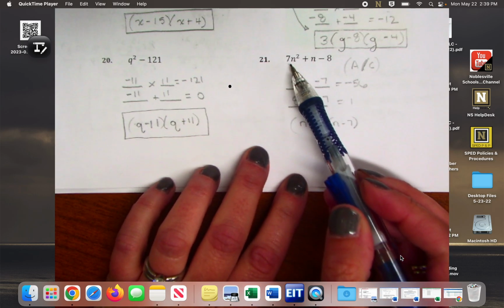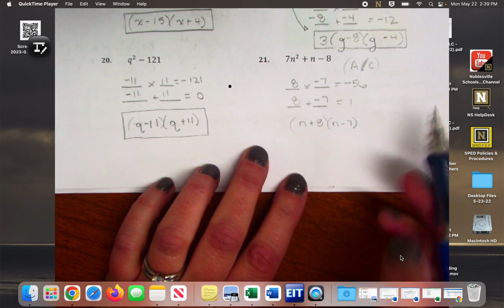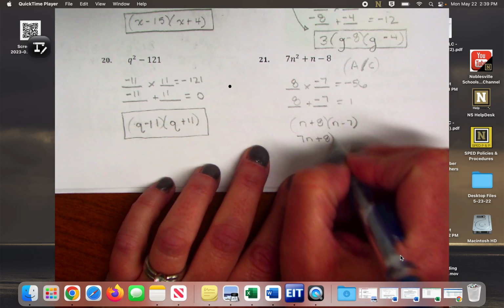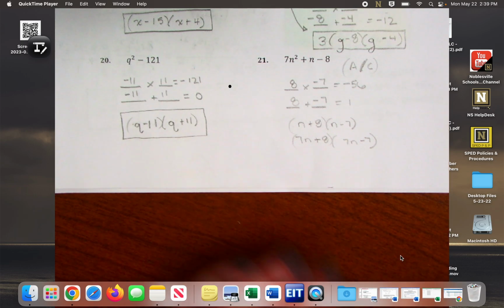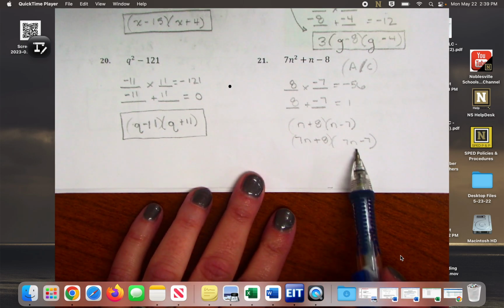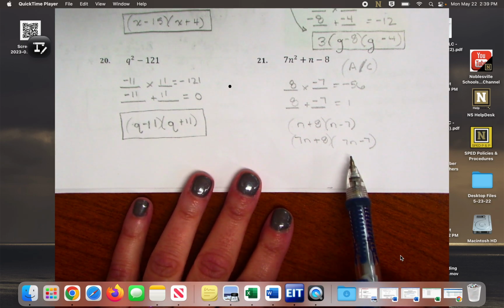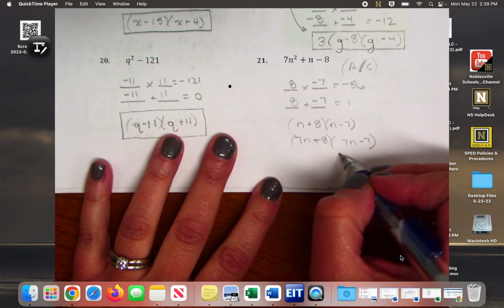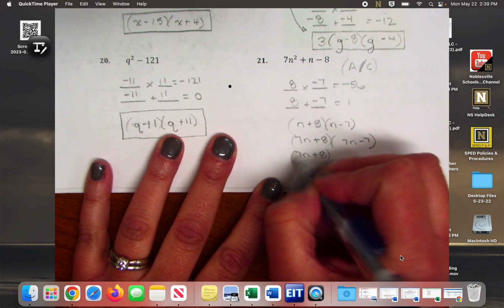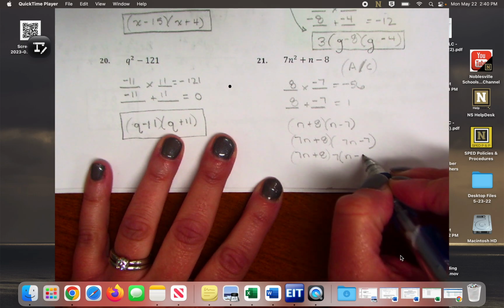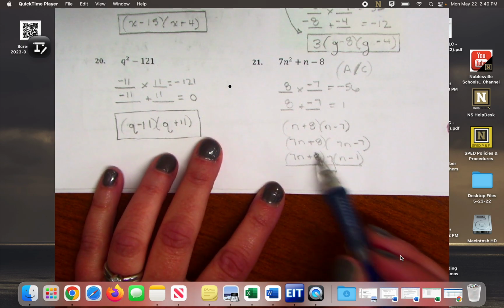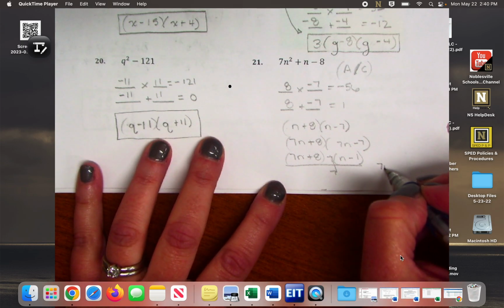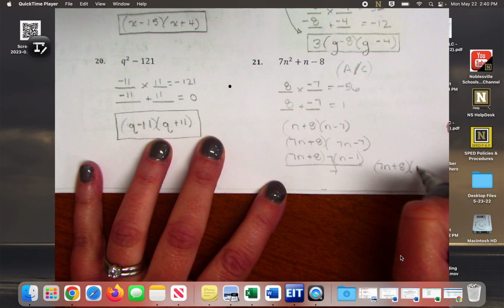And then I take this coefficient and I put it back into both of these. So I have 7n plus 8 times 7n minus 7. And then one of these can factor out, right? Which one has the greatest common factor? The minus 7. Yep. So this is going to be 7n plus 8 times 7 times the quantity n minus 1. We divide by that coefficient again, and now I'm just left with these two quantities. So my answer is 7n plus 8 times n minus 1.